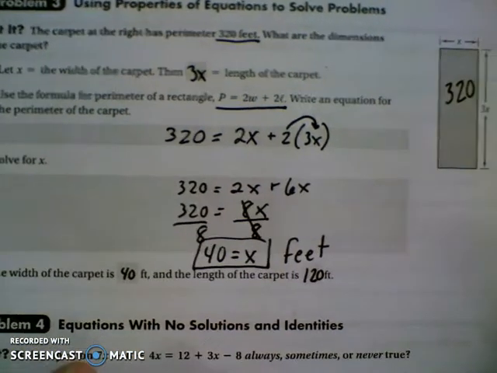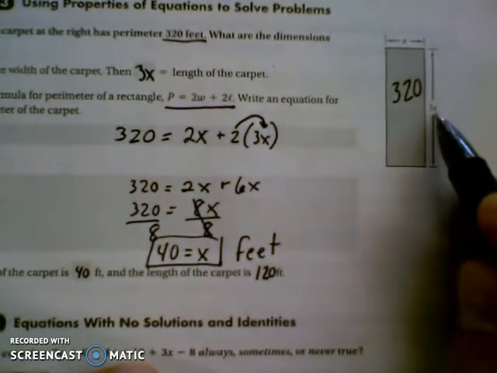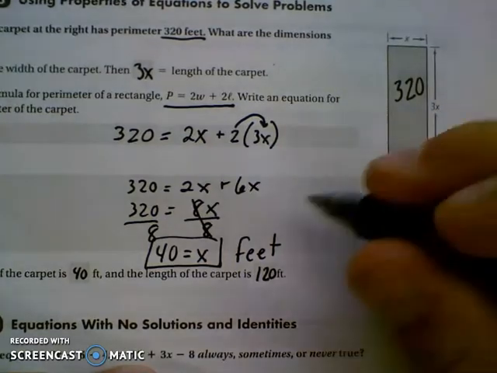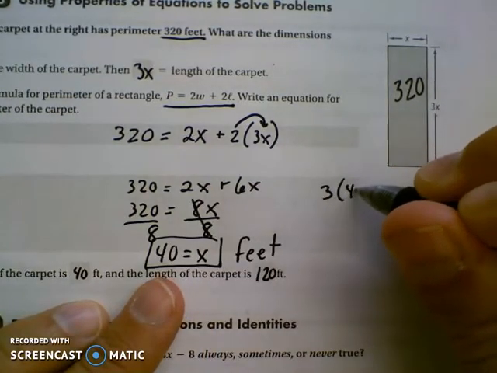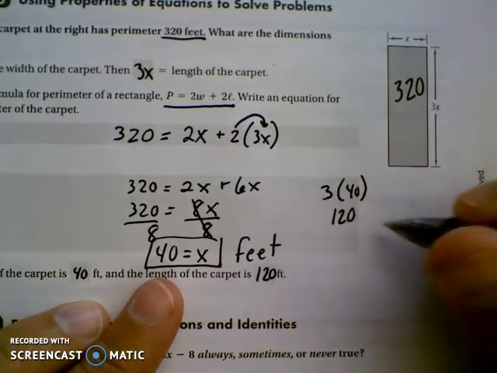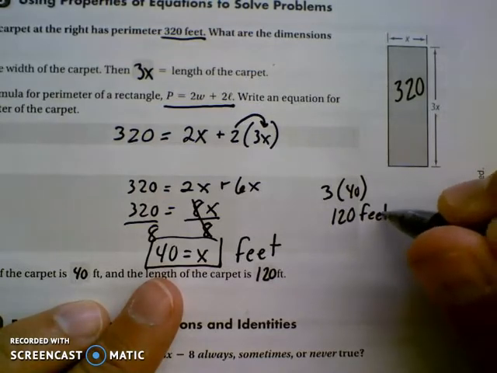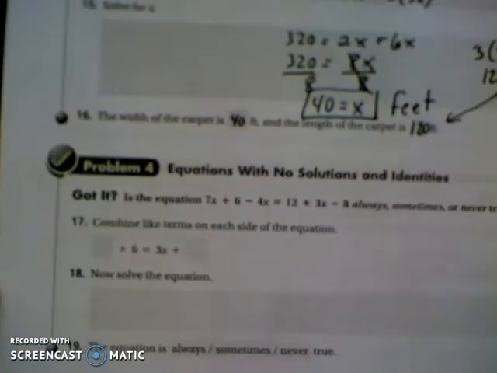How did I get 120 there? Well, let's go back. 3x is the length. So you know the width is 1x, so you put 3 times 40. 3 times 4 is 12, add the 0, is 120. And that answer goes right there. Last question.